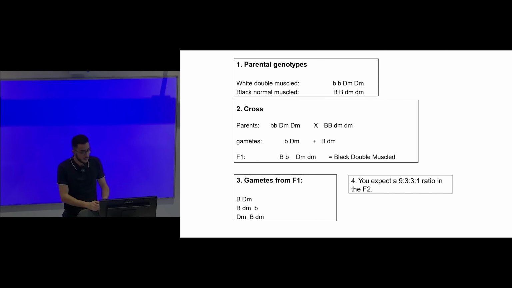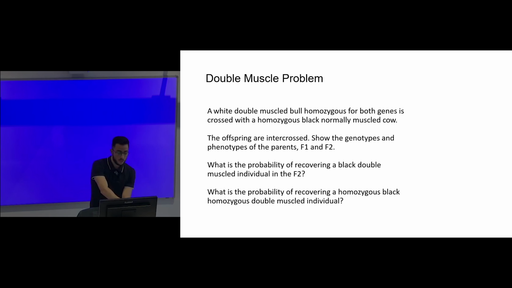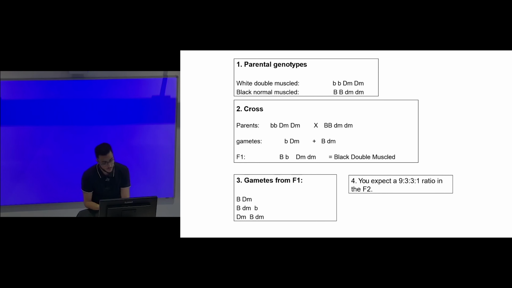Okay, so now we have the F1, and you need to figure out the probability of recovering a black double-muscled individual in the F2. Then you have to do the same thing, right? Figure out the gametes from the F1. So there's all these options.